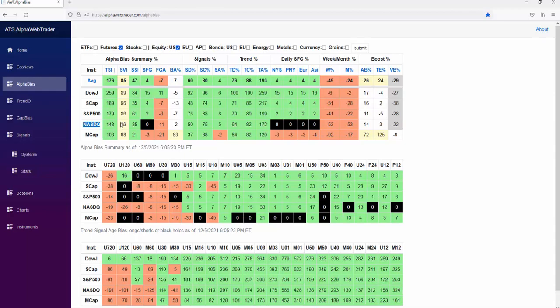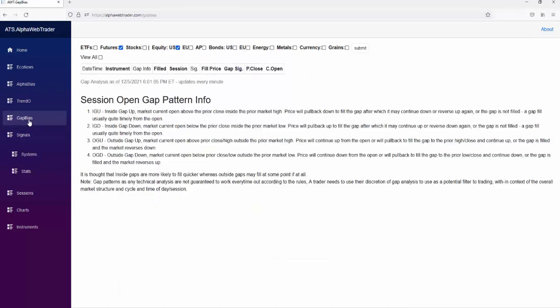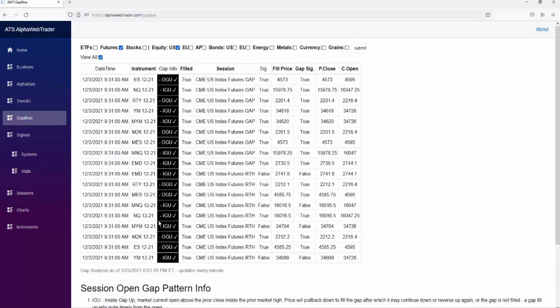The other thing that we were taking a look at is our gap bias. So if I just click to view all the gaps, now these are all closed because these were all from Friday's trading. But if I go down to the MNQ here for December 3rd, right here, you see it says IGU. That meant it opened with an inside gap up. So the Nasdaq had gapped up higher than the prior day's close, but it was still inside the prior day's range. That gives us a short bias for the MNQ.